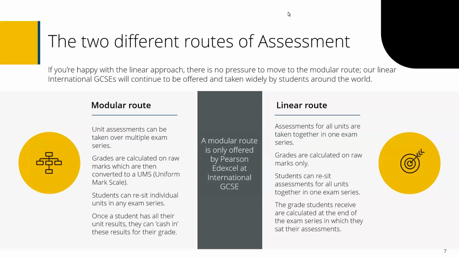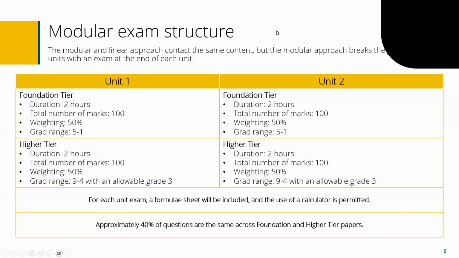In terms of content, though, it's the exact same content, so you wouldn't have any less than that. So when I'm talking and referring to units, we have the unit 1 and unit 2 here, as you can see. There is a foundation tier and a higher tier.